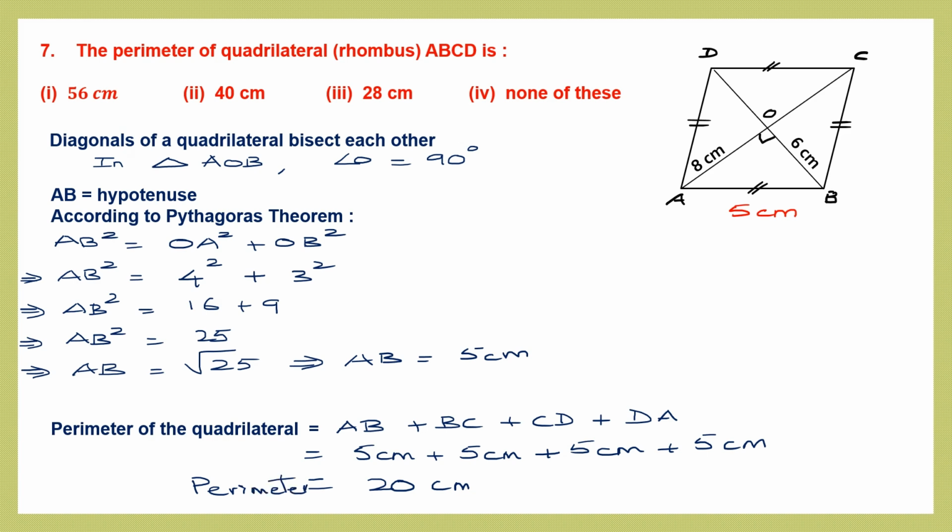This is our answer. Now let's look at the options that we have. And in the options, as you can see, 20 centimeter is not there. So our answer is none of these, and that is option 4. So this is our answer.